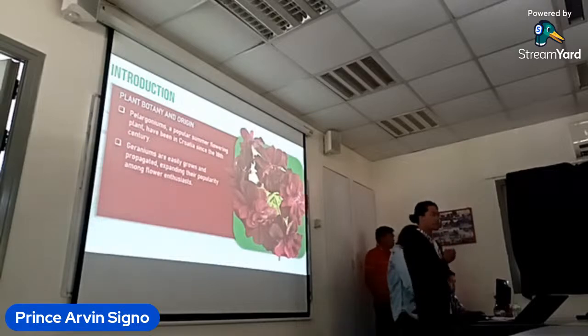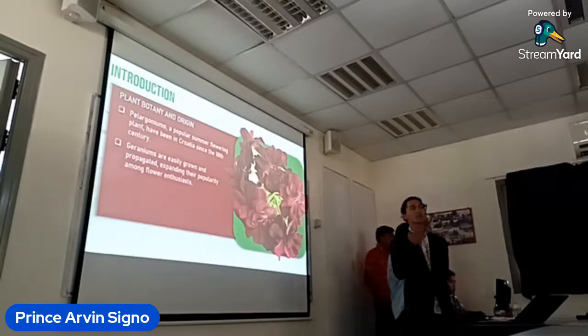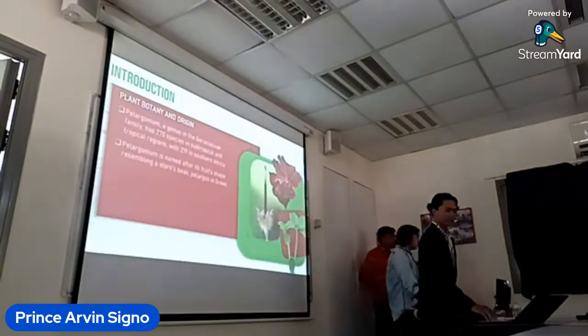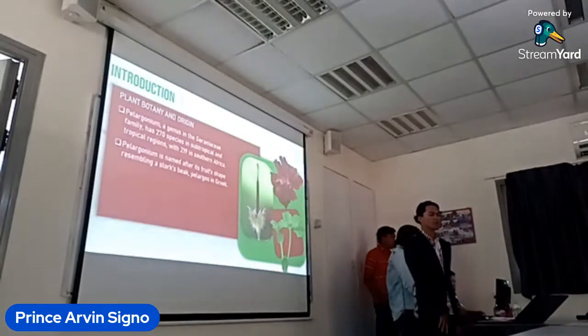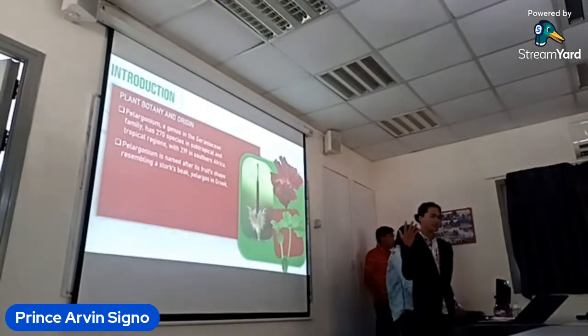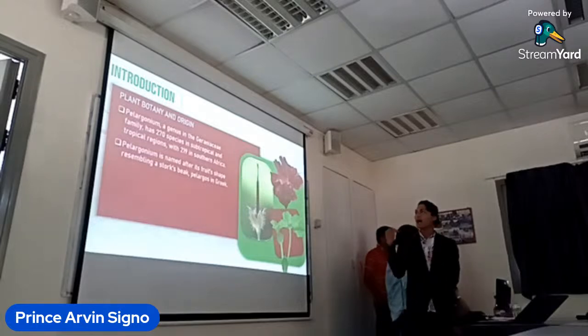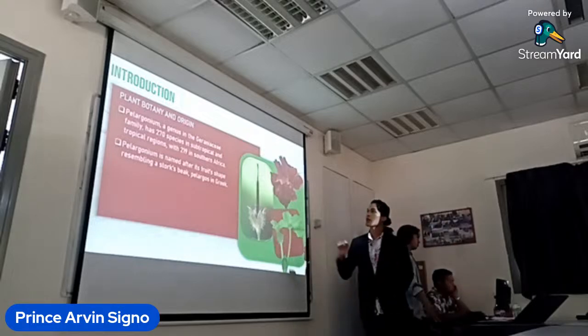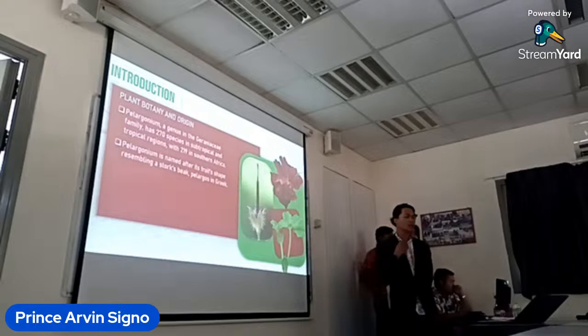Geranium has a regular shape with 5 petals, but Pelargonium is distinct. They are divided into scented-leaf groups and flowering groups. Pelargonium, a genus in the Geraniaceae family, has 270 species in subtropical and tropical regions, with 219 in southern Africa. Pelargonium is named after its fruit shape. This is the fruit, resembling a stork's beak, pelargos in Greek.